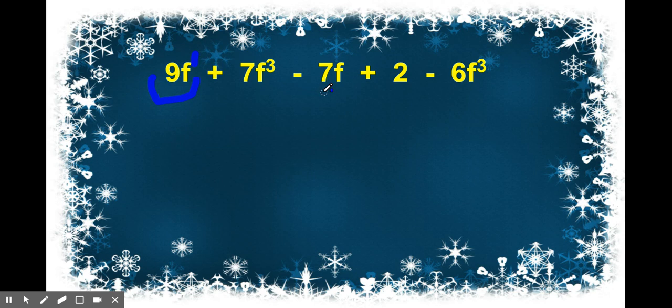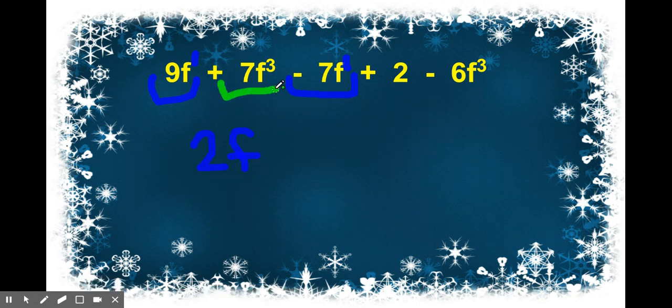I look at my next term, and I have a negative 7f. Well, this f is also to the power of 1, so these two are like terms. I have a constant, and then I have an f cubed, or f to the power of 3 again, so these are my only two like terms. So I have 9f minus 7f, so when I combine them, I get 2f.